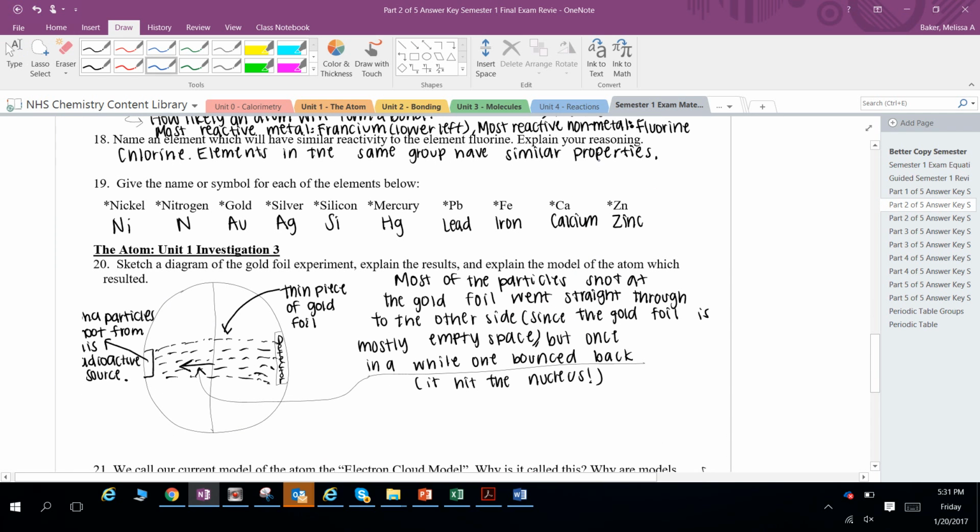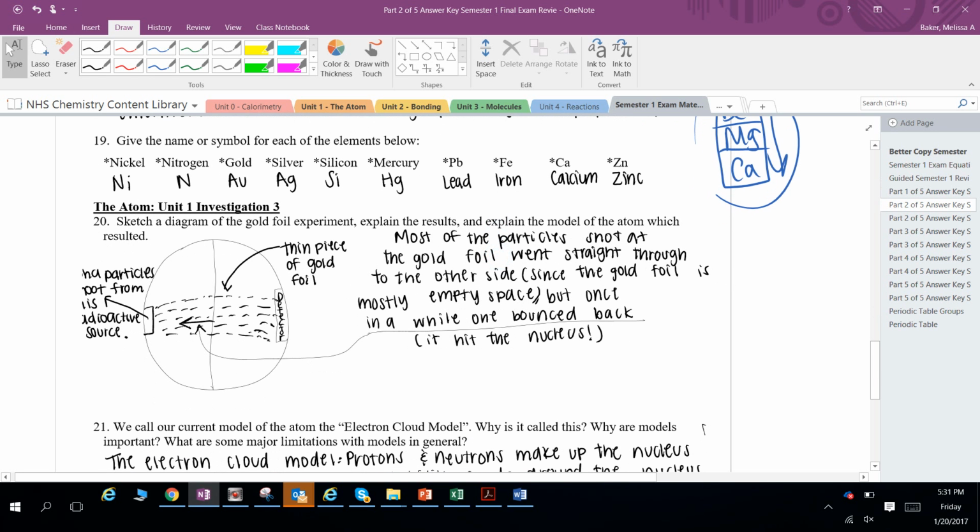Then it says, name an element that would have similar properties to fluorine. You have to remember that elements are similar to other elements in their same group, so vertical column, up and down. So, for example, beryllium in group 2A is going to have most similar properties with magnesium and calcium, other elements in its vertical group. Number 19 is really just knowing your element names and symbols back from one of the first weeks of school.